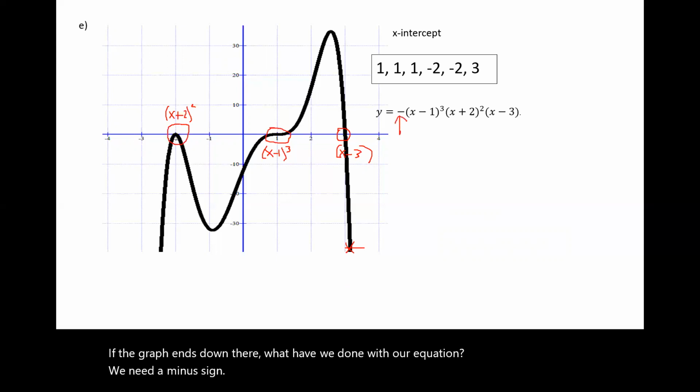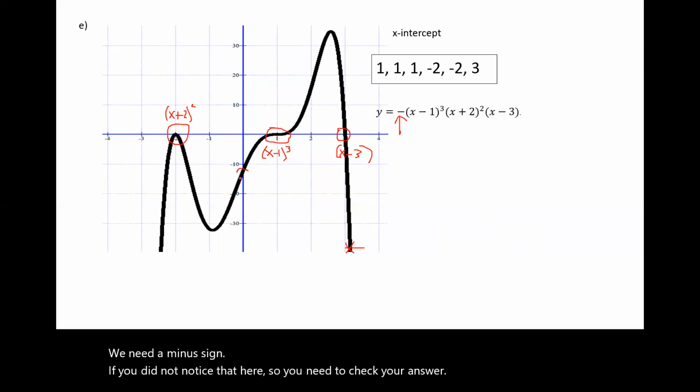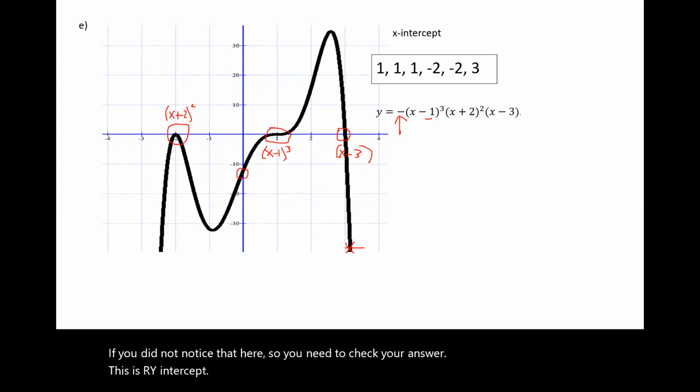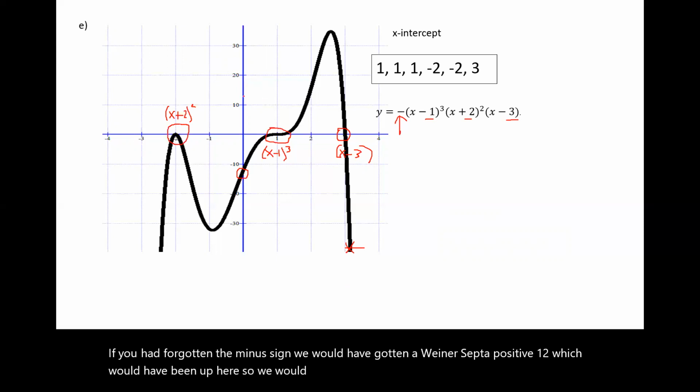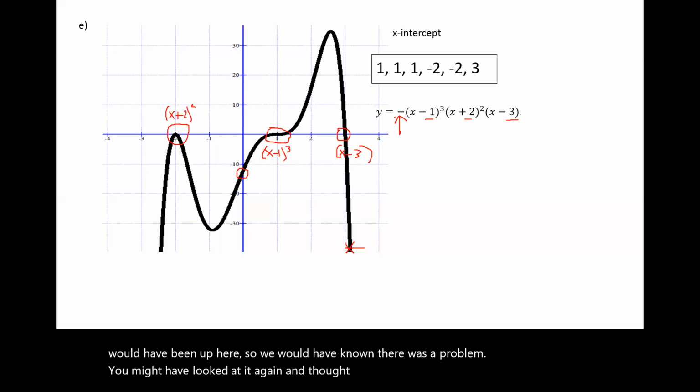If you did not notice that, here's how you're going to check your answer. This is our y-intercept. Calculate your y-intercept. If you had forgotten the minus sign, we would have gotten a y-intercept of positive 12, which would have been up here, so we would have known there was a problem. You might have looked at it again and thought, right, that's upside down, and then you add your negative sign in.